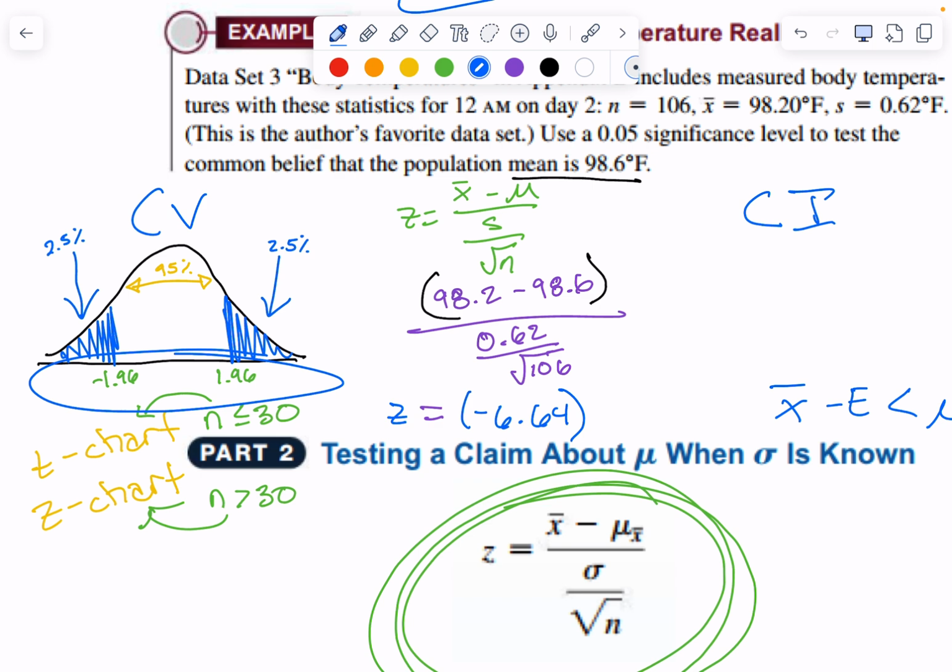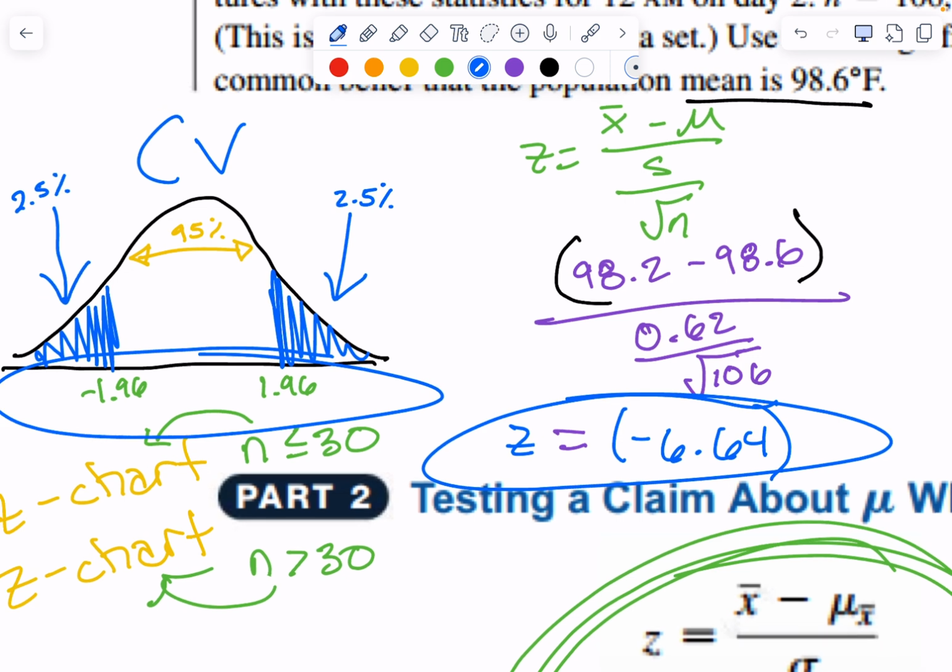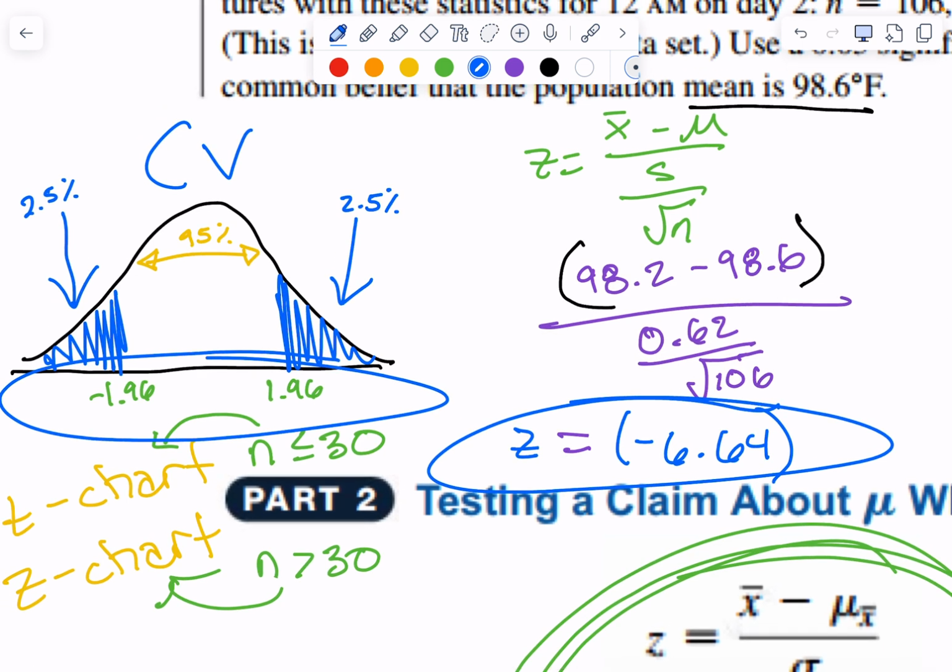Okay, yes. So it is negative 6.64. Why don't you just put the square root of n on the top? Just do it. Put the square root of n on the top? How are you doing?